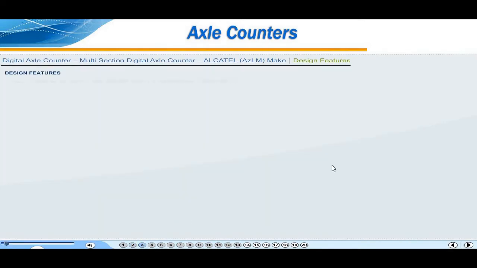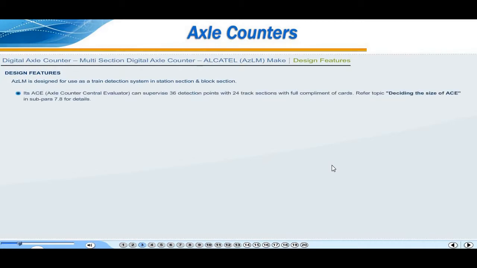Design features. AZLM is designed for use as a train detection system in station section and block section. Its ACE, that is Axle Counter Central Evaluator, can supervise 36 detection points with 24 track sections with full complement of cards. Refer to the topic deciding the size of ACE in subpara 7.8 for details.